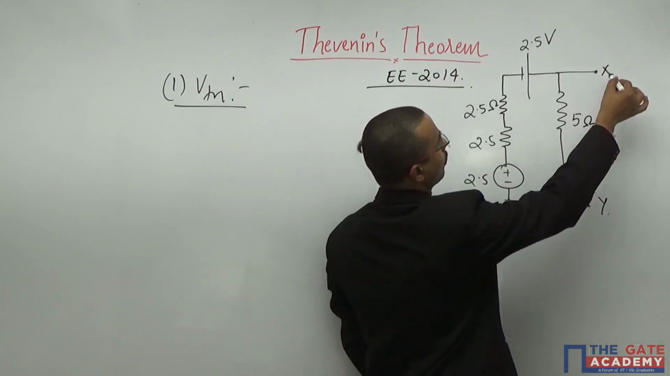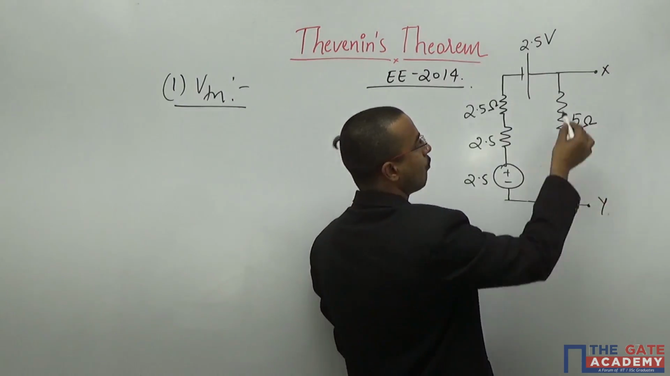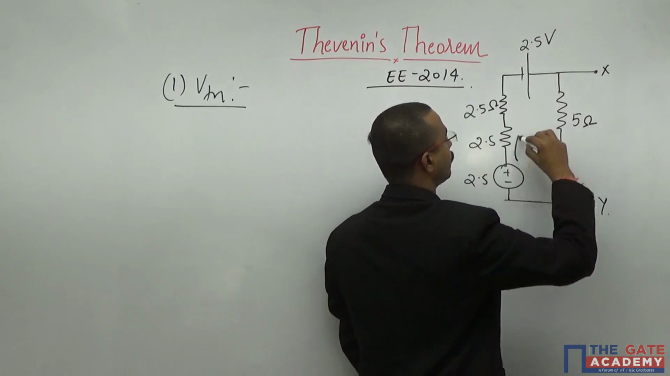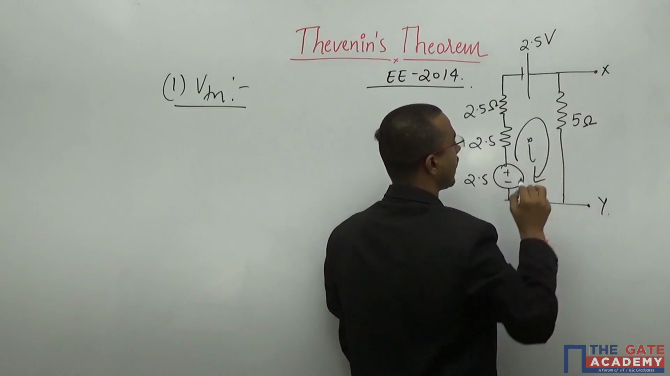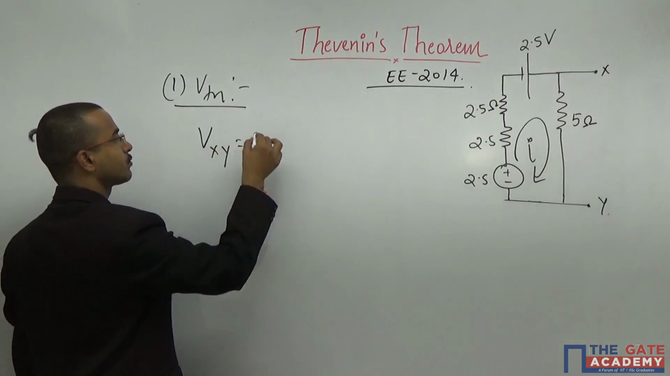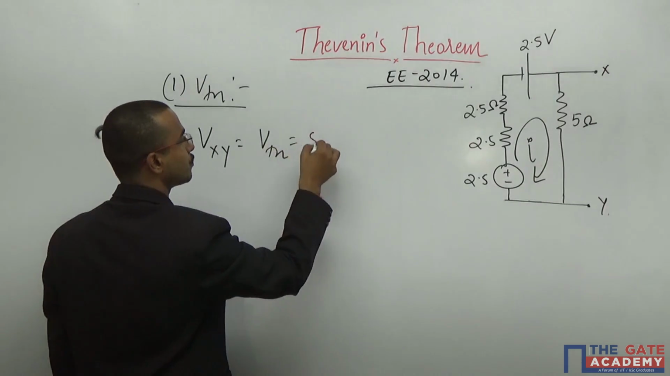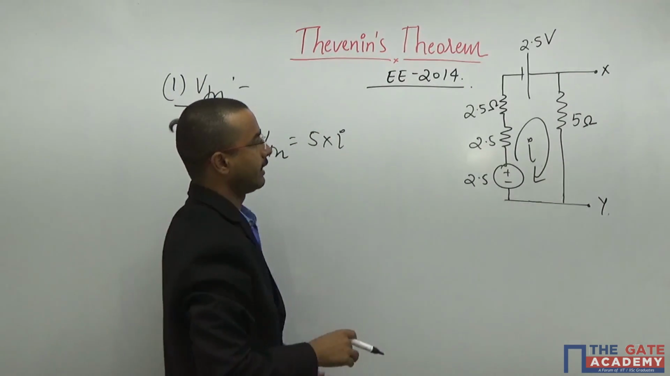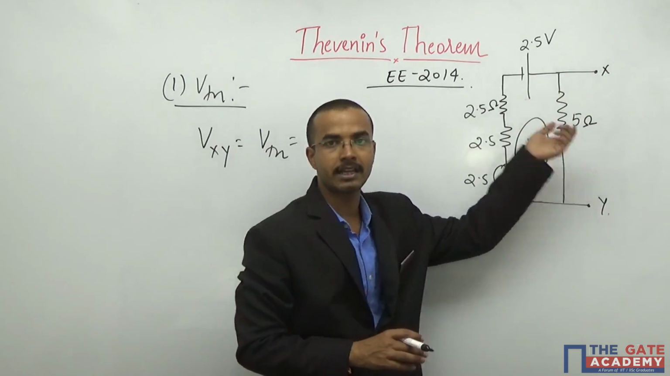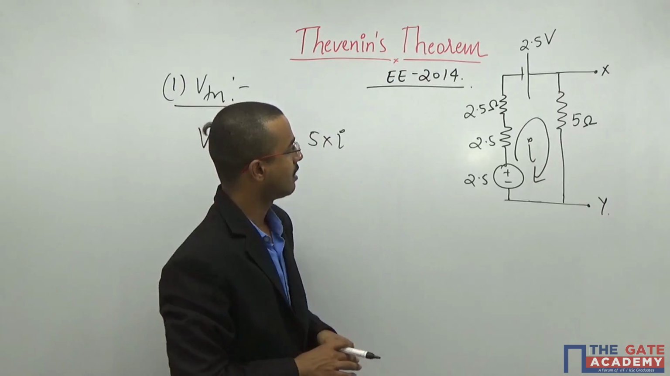Now, what will be the voltage across X and Y? The voltage across X and Y will be the voltage across this 5. That means I will assume that the current of this loop is I. That means VXY is equal to VTH is equal to 5 into my I. From this loop, I will calculate the current and multiply by 5 and I will get the VTH.